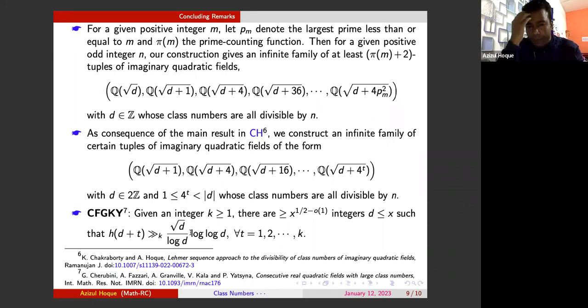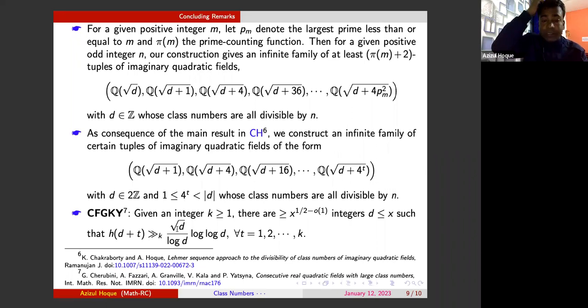So what does it mean? It means that t can vary: t is equal to 1, 2, 3 up to k. So there are these k consecutive real quadratic fields with large class numbers. This appears in IMRN. This is a very recent result.